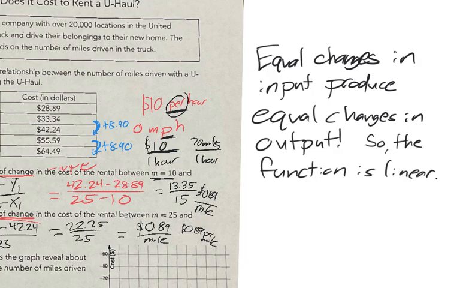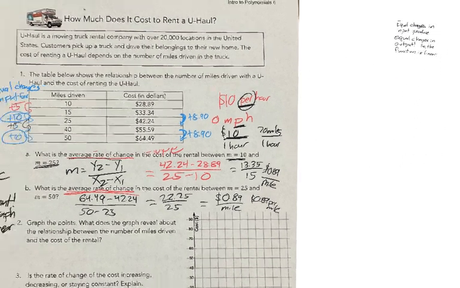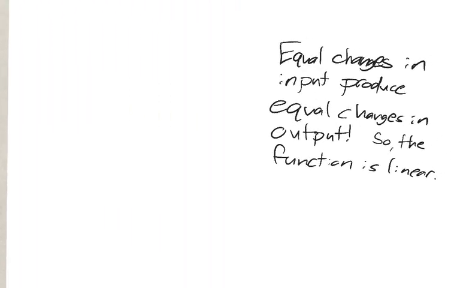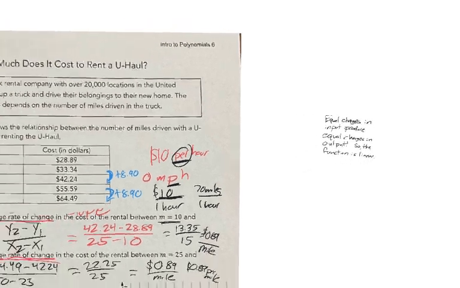So I've shown you 2 ways to find it was a line. We found the average rate of change. Can you guys, do we have that written down yet? Before it goes away. Okay.